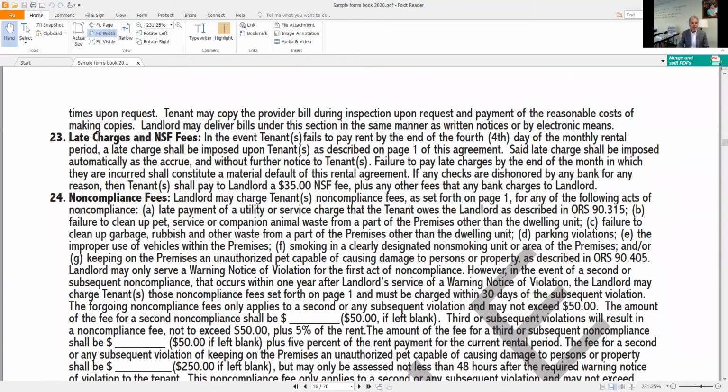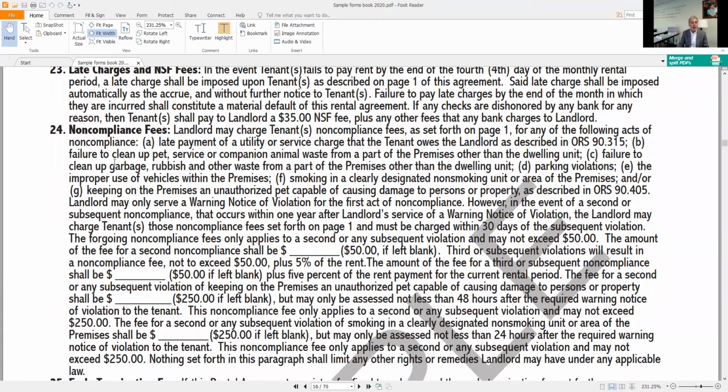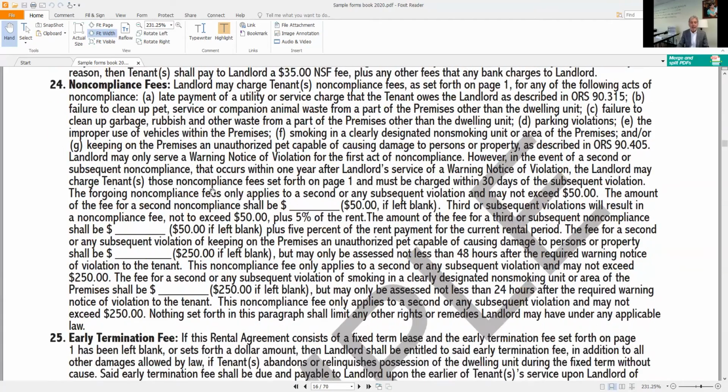Again, back to the non-compliance fees. If you're not sure what fees you're allowed by law to charge and how to do it, number 24 is very important to go through. I'm not going to cover every one of them here, but you'd definitely want to look through this before you start charging any other fees. Because if it's not listed here, you're not charging it.